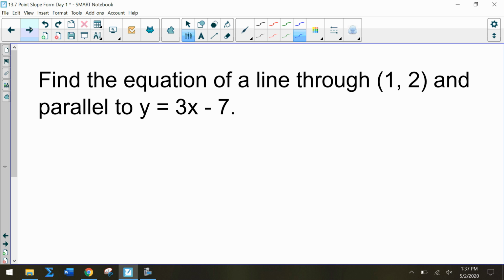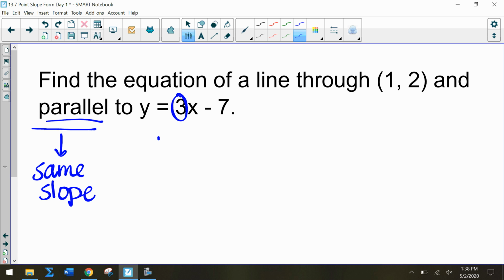Okay, so find the equation of a line that goes through the point (1, 2), but it's parallel to y equals 3x minus 7. So what do we know about parallel lines? They have the same slope. So the slope is 3. Another way to ask this question is: find the equation of a line that goes through the point (1, 2) and has a slope of 3.